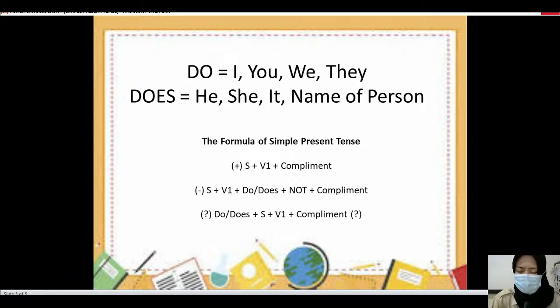The formula of simple present tense: positive is subject, verb 1, and complement. Negative is subject, do or does plus not, verb 1, complement. Meanwhile, interrogative is do or does, subject, verb 1, and complement. In the positive, the subject is in front of verb 1. Meanwhile in the negative, and in the interrogative we need do or does, and then the subject, followed by verb 1 plus complement.